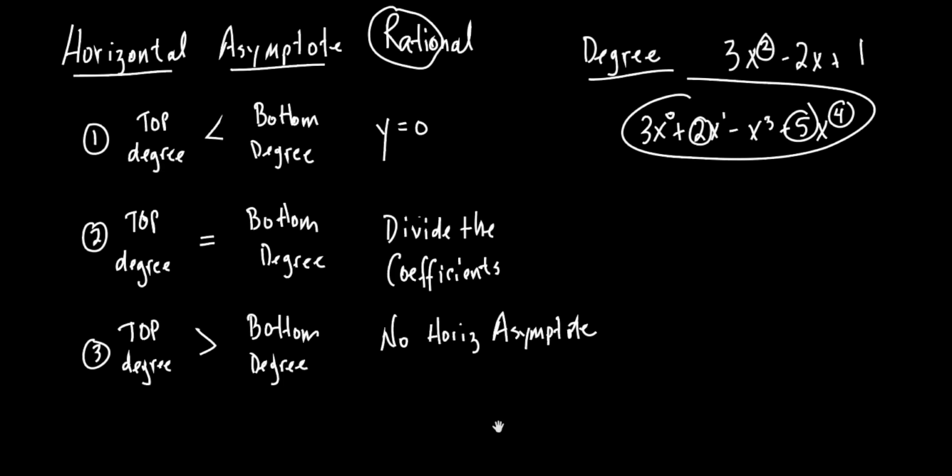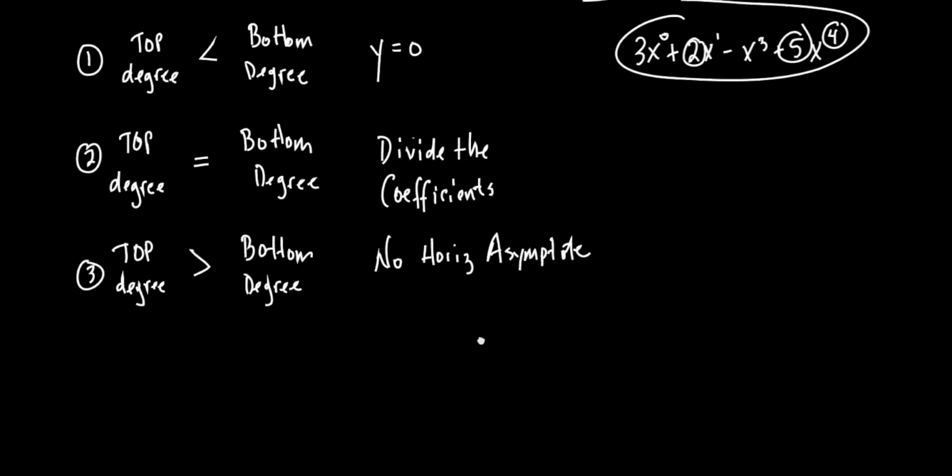The only one you really have to do some math with is if the top degree and the bottom degree are equal to each other. That's the only time you really have to do some math. If the top is smaller, then it's y equals 0. If the top is bigger, then it's just no horizontal asymptote. The only time we have to do anything, really, is when they're the same degree.